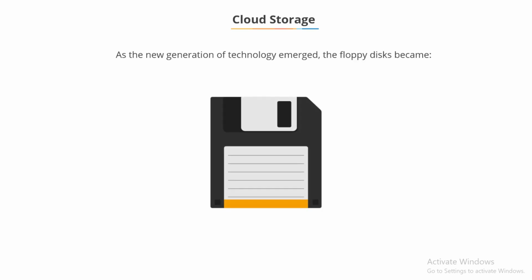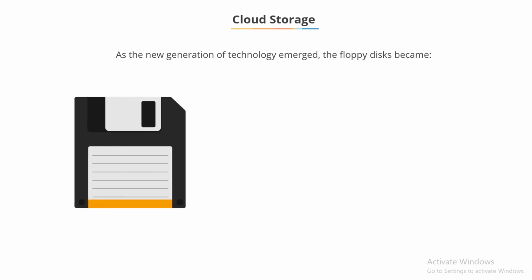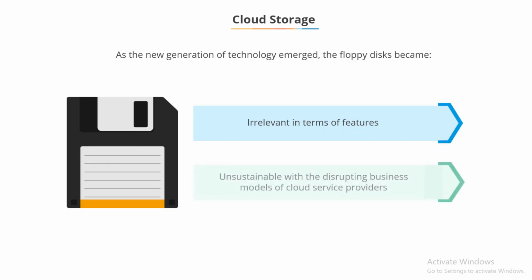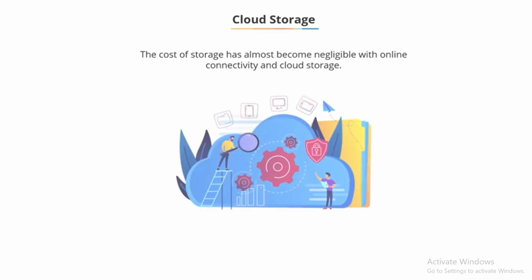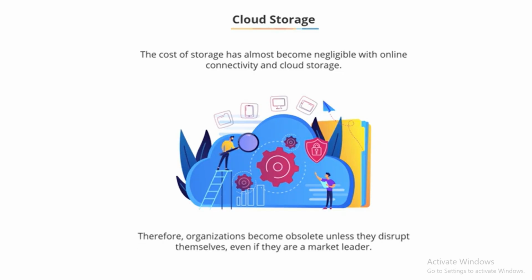As and when the new generation of technology emerged, their products became irrelevant in terms of features and became unsustainable, with the disrupting business models of cloud service providers. Today, the customers do not buy floppies, CDs, DVDs, or flash or portable hard disks in a volume that was in their peak. Also, the cost of storage has almost become negligible with the online connectivity and cloud storage. Therefore, organizations become obsolete unless they disrupt themselves, even if they are a market leader. In the next video, we will look at some of the benefits of digital transformation.